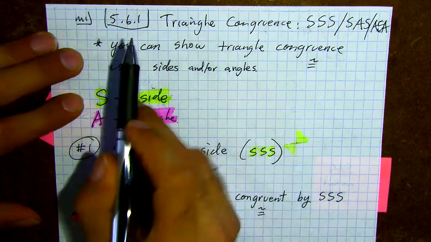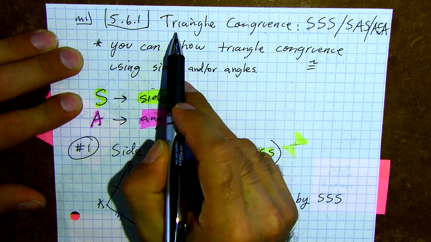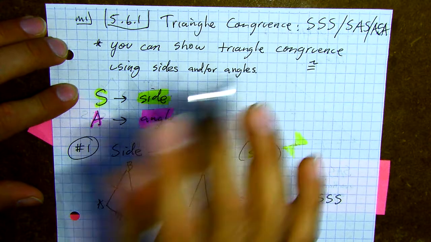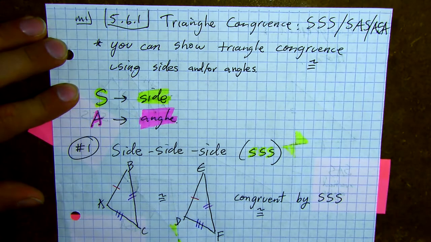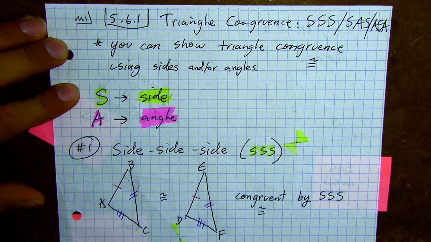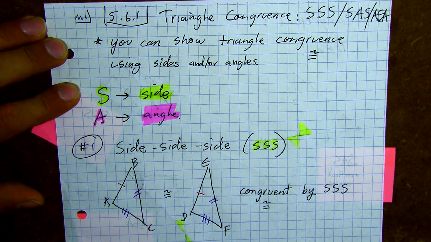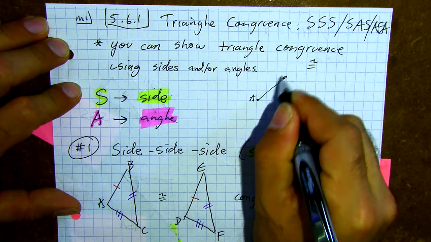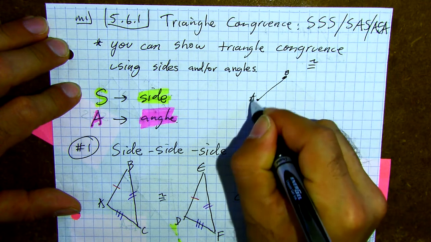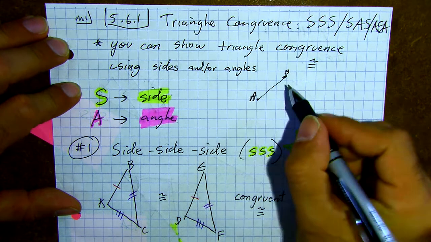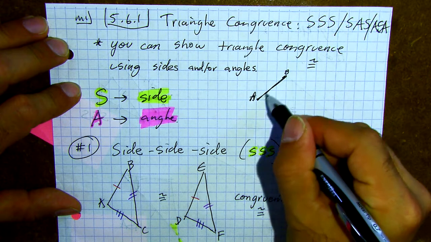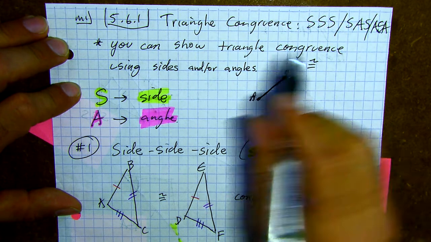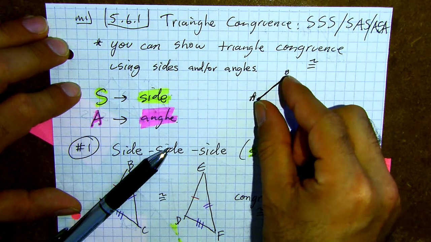5.6.1, triangle congruence. To start off, I want to talk about congruence, because what's the difference between congruence and equality? Equality, for instance, if I have AB right here, equality is saying that AB is equal to AB. There's no other AB in the world. It doesn't exist anywhere else. AB is just this, right?